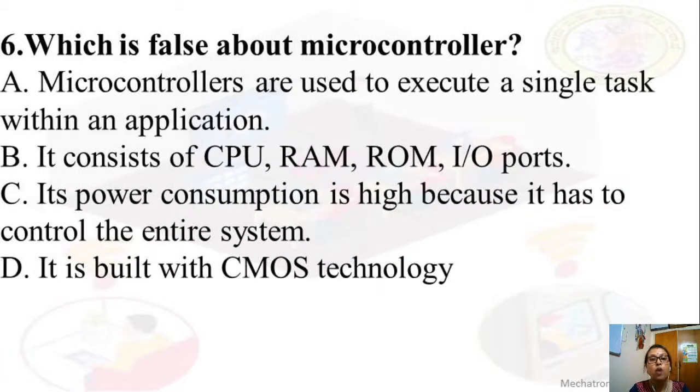Next, what is false about a microcontroller? Microcontrollers are used to execute a single task with an application. It consists of CPU, RAM, ROM and input-output ports. Its power consumption is high because it has to control the entire system. It is built with CMOS technology. This we have seen in the differences between microprocessor and microcontroller. Which is a false statement? Its power consumption is high because it has to control the entire system. No, the power consumption is low in a microcontroller and high in a microprocessor. Option C is the answer.